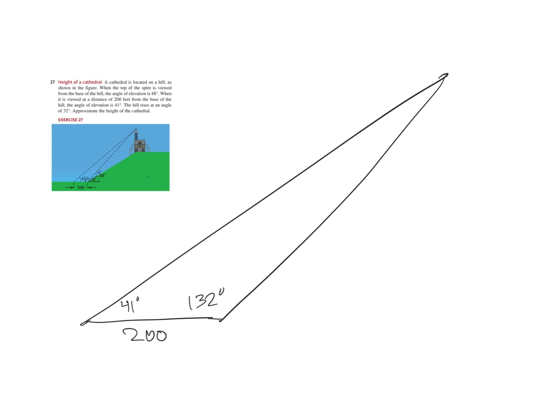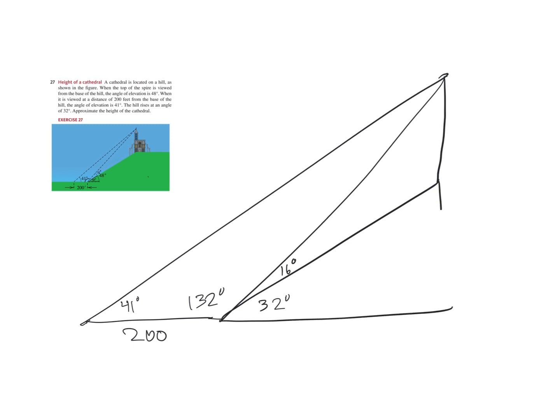Okay, and then we have that information there. So this is 32 degrees, and this is 16 degrees. I'm just drawing all these straight lines here. That's 90 degrees. And so now what does it want? Approximate the height of the cathedral. So we want this height right here. Let's go ahead and figure out this angle, and we get this angle up here.